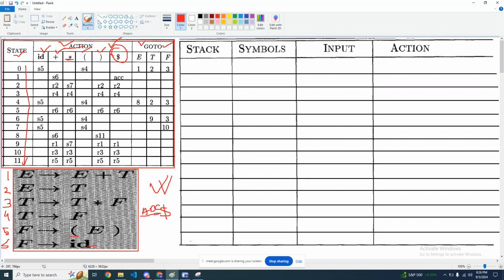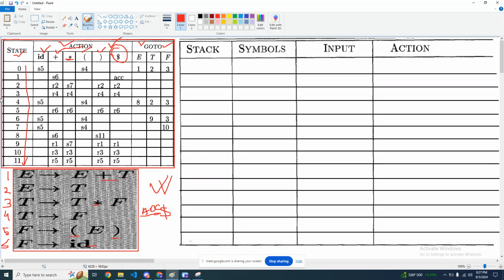ID is a terminal. Opening bracket is a terminal, closing bracket is a terminal, multiplication is a terminal, plus is a terminal. And for every parsing table, dollar will be added as a terminal by default, right? So actions have two types of actions. One is a shift action, which is represented by S, and another is a reduce action, which is represented by R. And sorry, there are four types of action. One is shift, one is reduce, one is accept, and one is error, right?